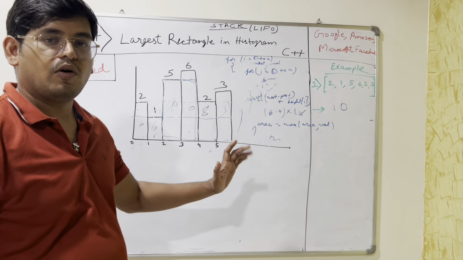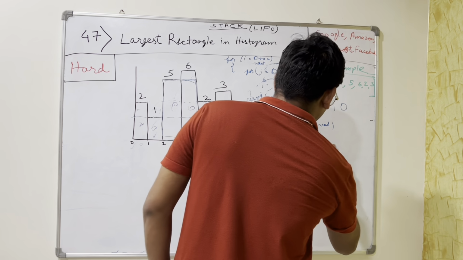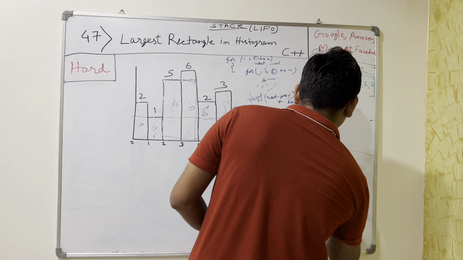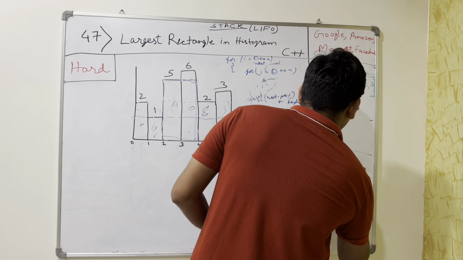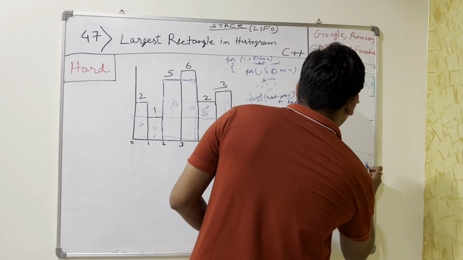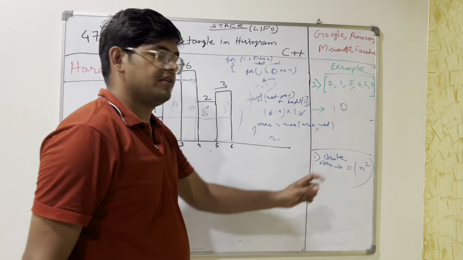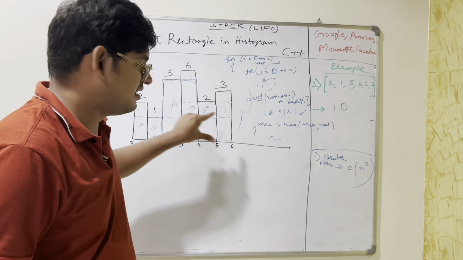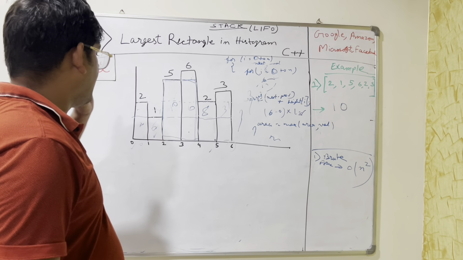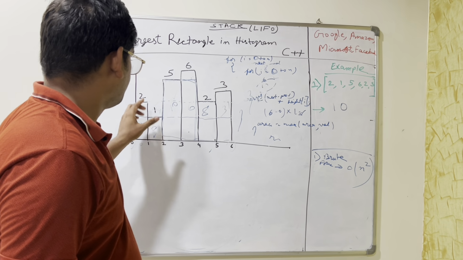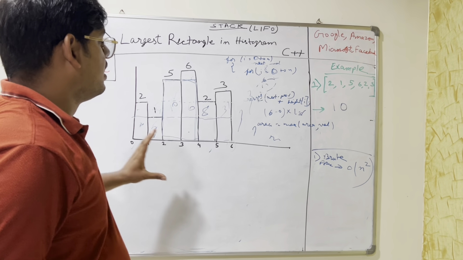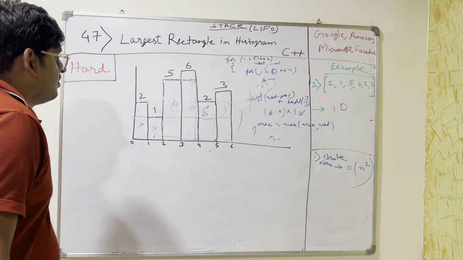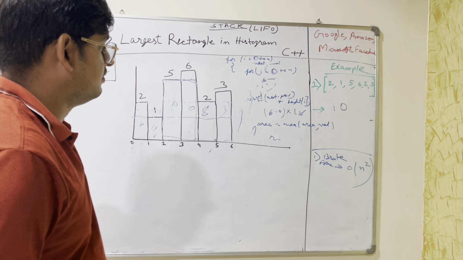So what would be the time complexity? This is the brute force. I hope the intuition and the logic is clear. The time complexity would be order of n square, because for each of them we will traverse and find the next smaller and the previous smaller, and then calculate the area, and we do this for each of them. But this is order of n square, so we need to optimize this. This solution won't work in the interview.